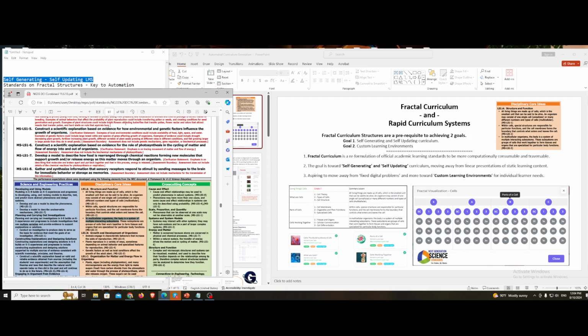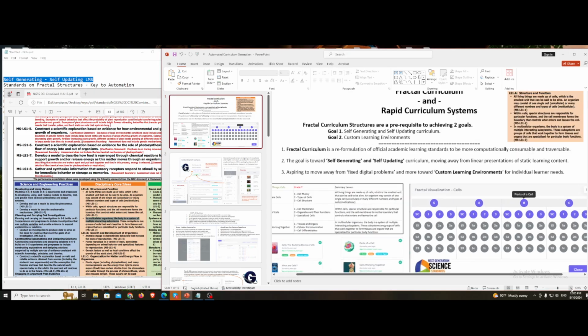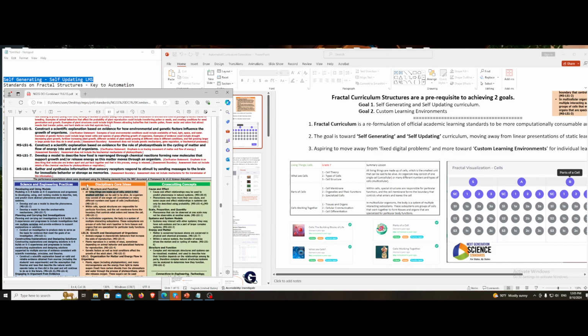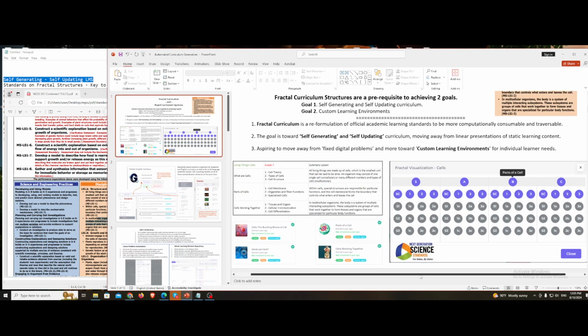And what we do is we take these and we create these fractal structures out of it. And if you look really close down here, let me zoom in. This is the result. What Are Cells is based on this first bullet. Parts of a Cell is based on this second bullet here, and then Cells Working Together is based on this third bullet here. And Cells, the Building Blocks of Life, is a summary of these three lessons, and that's basically the fractal structure, the fractal curriculum. Maybe we can see the whole thing here, yeah.